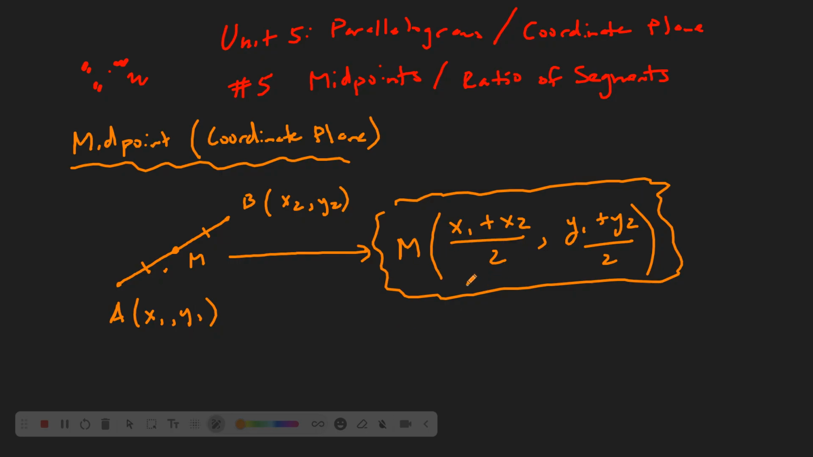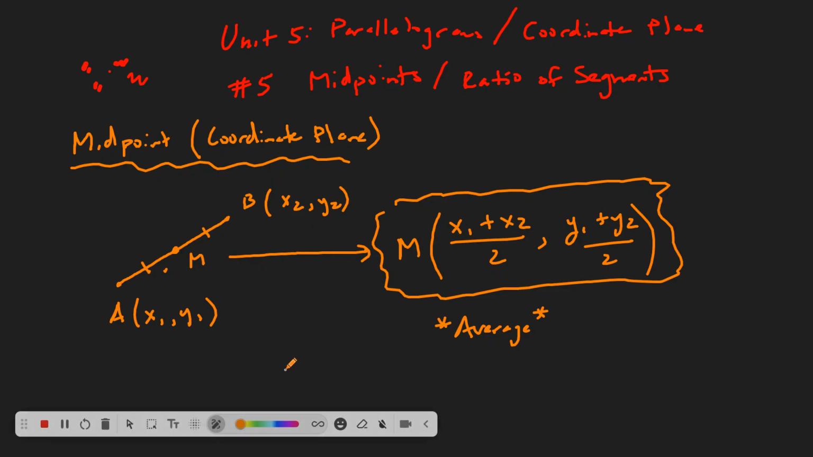Now, if you think about what these fractions mean, if you take two numbers, add them, and divide by 2, you're just finding their average. So when you find the midpoint, you're just finding the average of the x's and the average of the y's. So keep that in mind. Okay? So based off this, I have 3 problems. They're going to increase in difficulty, as math usually does. Okay? So example number 1.